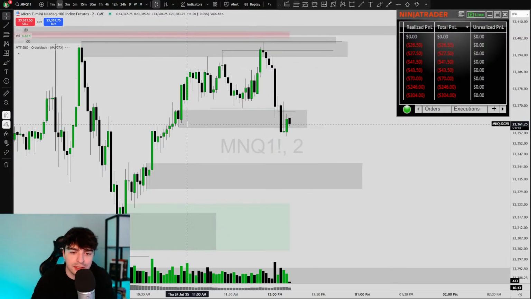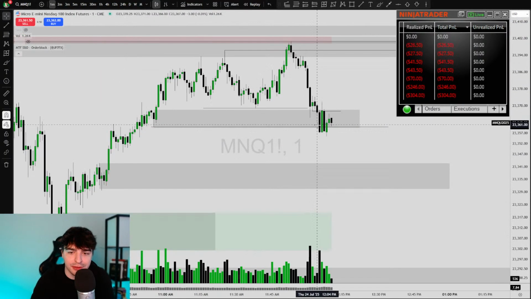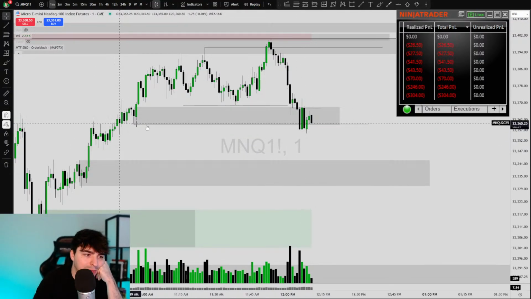Look at this price action in this zone. It's just, what am I supposed to do with this? What am I supposed to do with this?